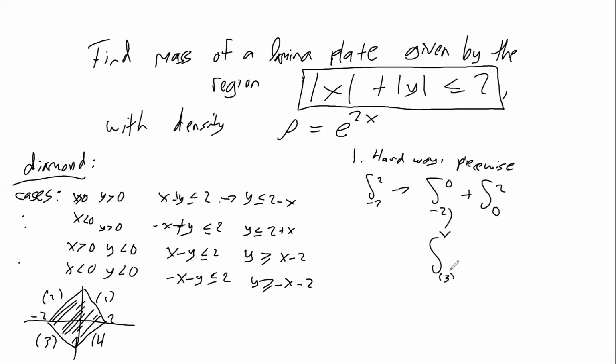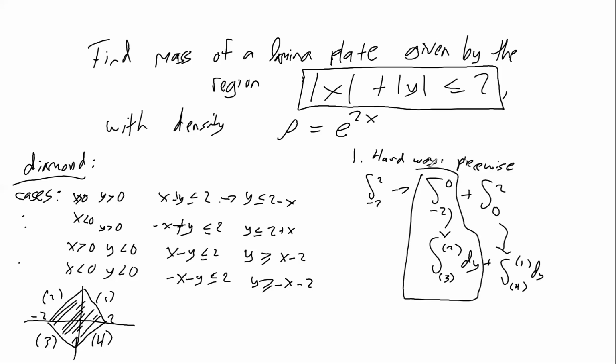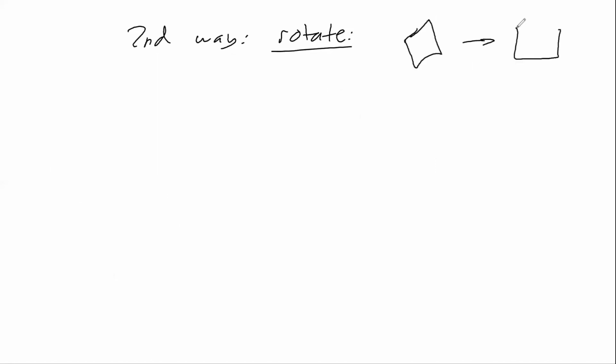Well, first you'll have an integral from 3 to 2, and then there'll be your dy's, and then you'll have your integral from 4 to 1. So you'll have to evaluate essentially two separate integrals in order to do this problem, and it just gets kind of messy. And so another way to do that is just to rotate. And that is basically you just transform your diamond to a square.